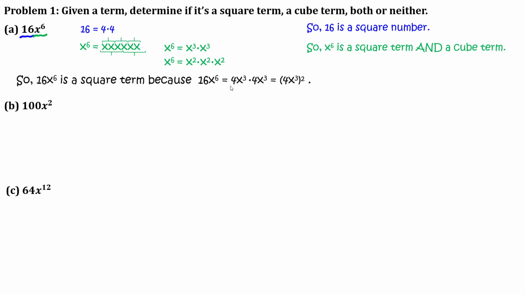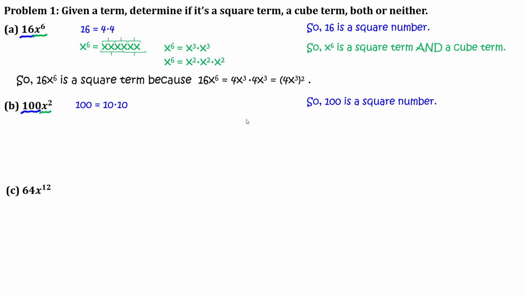And you can check. 4 times 4 is 16, x to the third times x to the third is x to the 6th. Okay, good. So 16x to the 6th is a square term. It's not a cube term because of that 16. All right, 100x squared. Let's think about that 100 first. Is 100 a square term? Yes, 100 can be written as 10 times 10. So 100 is a square number.